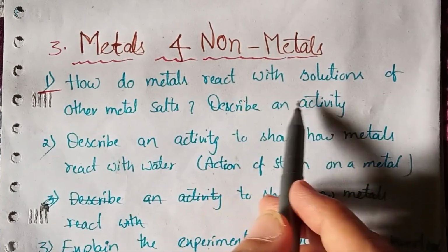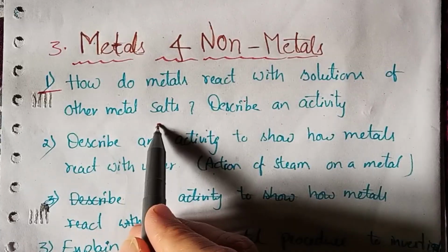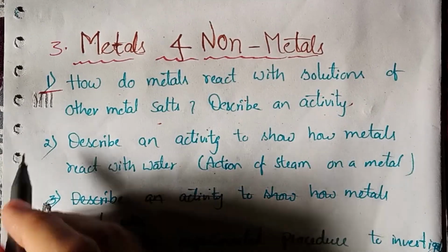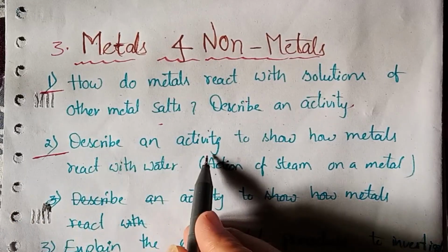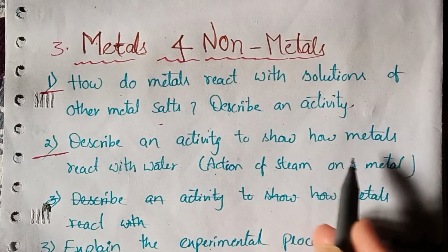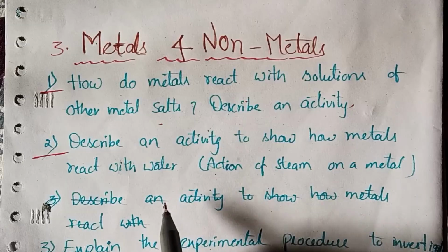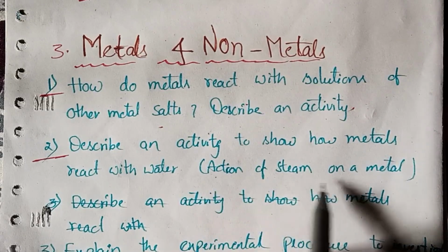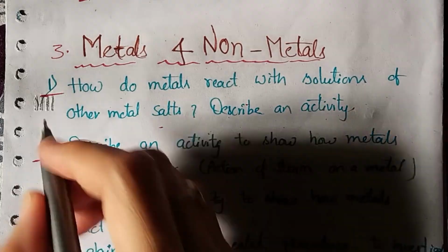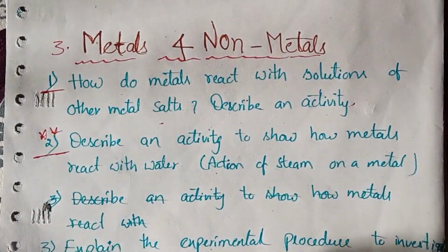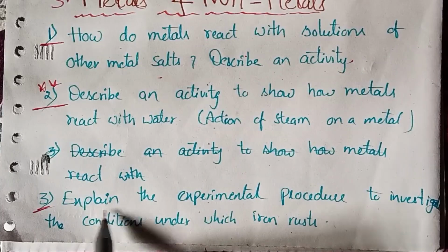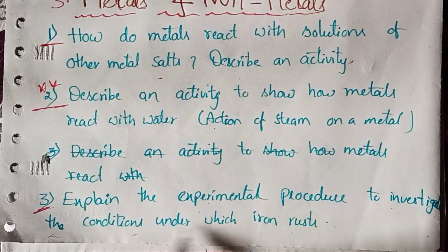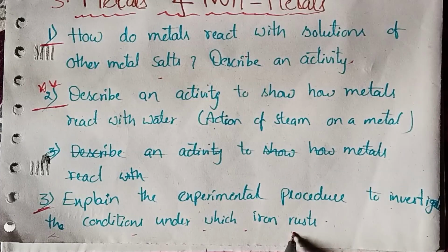How do metals react with solutions of other metal salts? Describe an activity. Okay, so second question is, describe an activity to show how metals react with water. In that we are given the action of steam on the metal. Okay, so please go through this question. Next, third question is, explain the experimental procedure to investigate the conditions under which iron rusts.